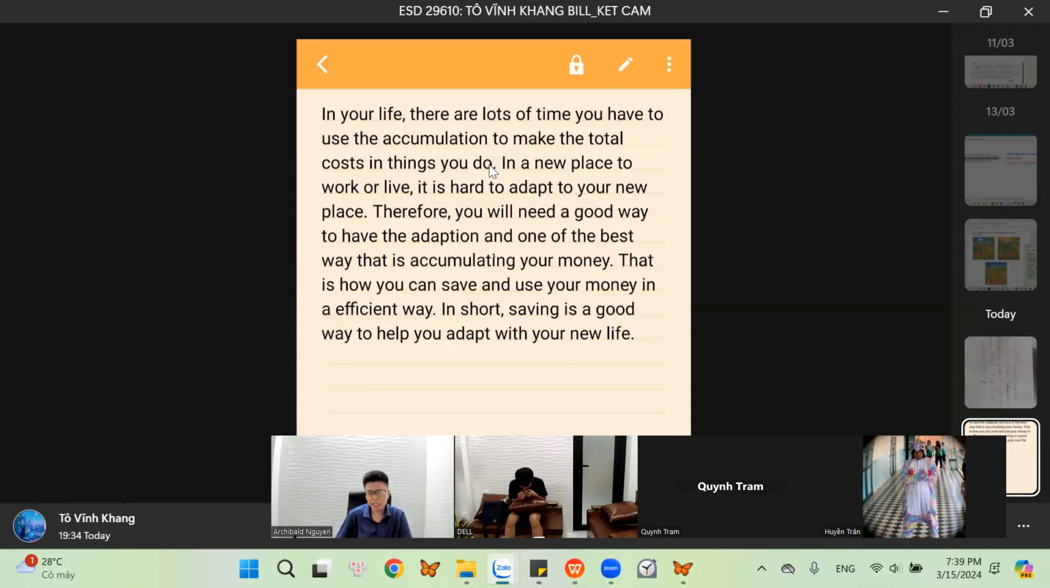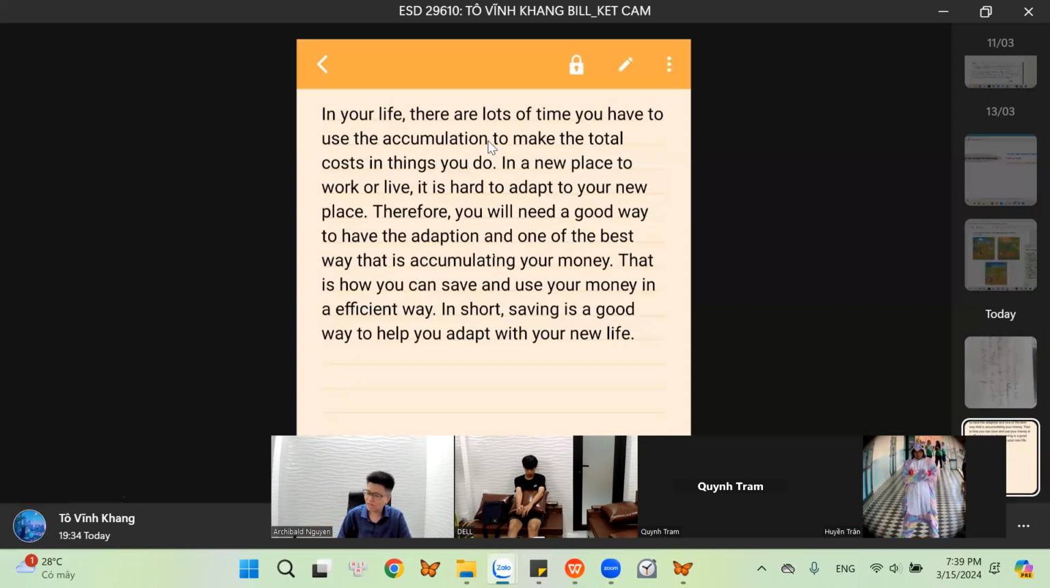You have to use the accumulation to make accumulation what? Accumulation, it is the name of the action accumulating. We should say you have to use the accumulation tool, TOOL, okay, to make the total costs in things you do, to make the total costs, okay, in things that you have done. You do things, but it means that you draw, you paint, you write, you go, you walk, you run, you drive, you meet. That is things you do.